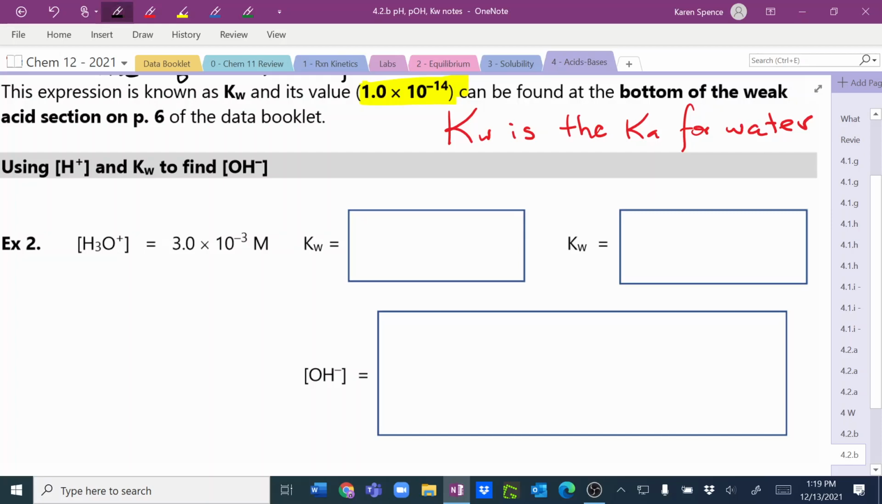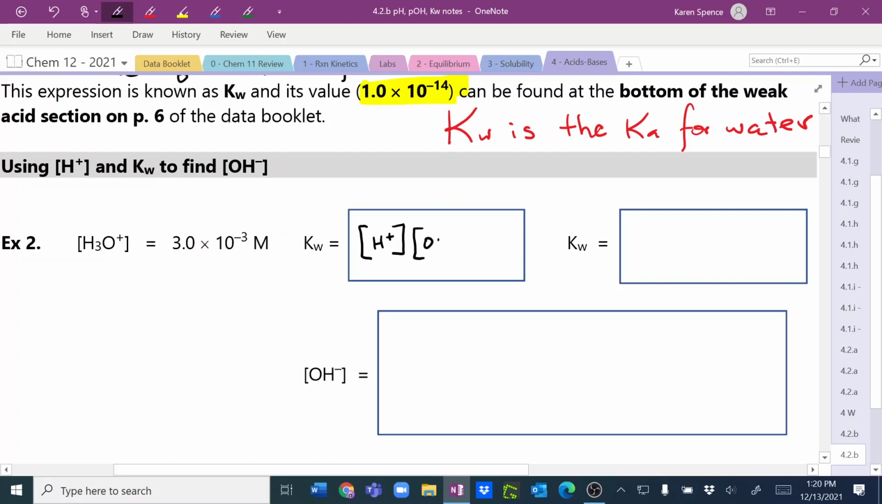What is our KW equation? KW is equal to the concentration of hydrogen times the concentration of OH minus. We're writing it down because you need to be able to write this down, right? This needs to be a memorized formula. And KW, what is the value for KW? What is the number? Sorry, yes? 1.0 times 10 to the negative 14.